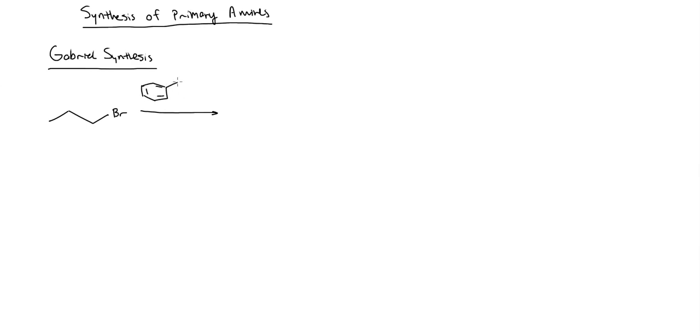And this is what phthalimide looks like. So my phthalimide anion there. And then this is my first step. And my second step is hydrazine, so NH2, NH2 with some heat. And all this does is it takes that bromine and just replaces it with an NH2. Okay, pretty quick, pretty simple, not too bad.